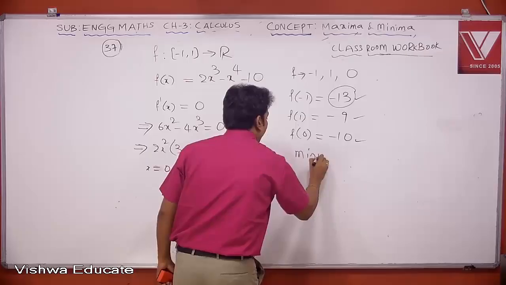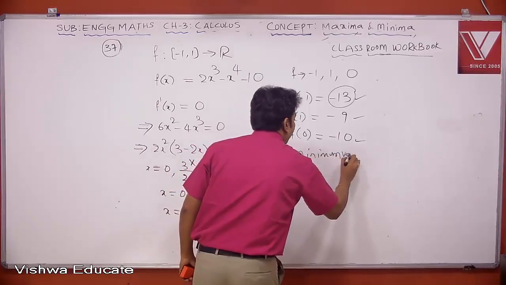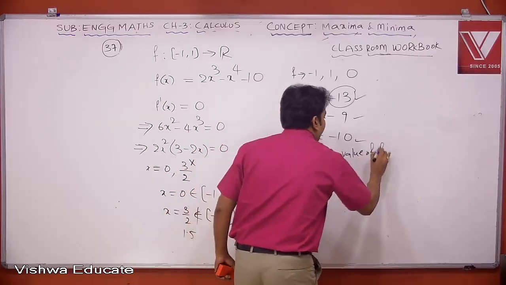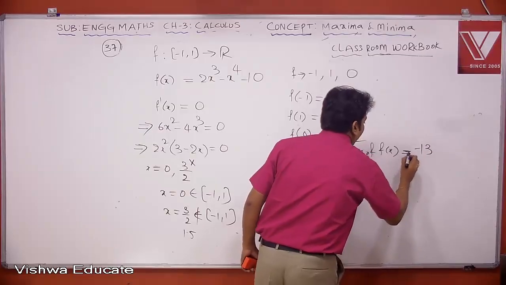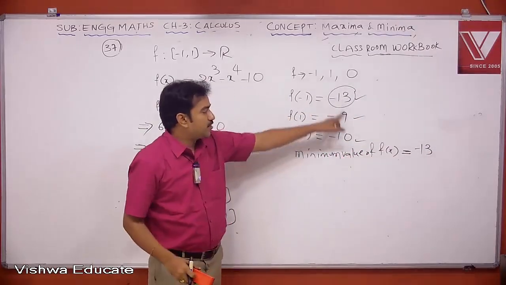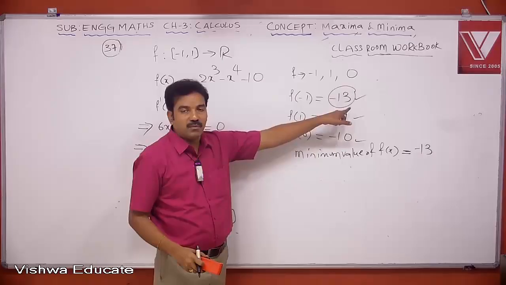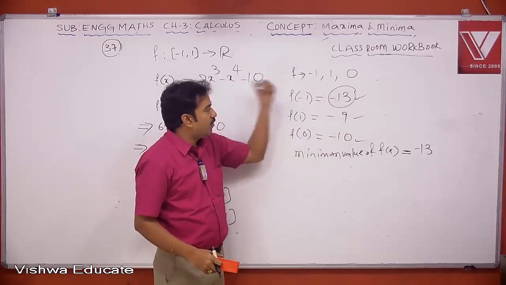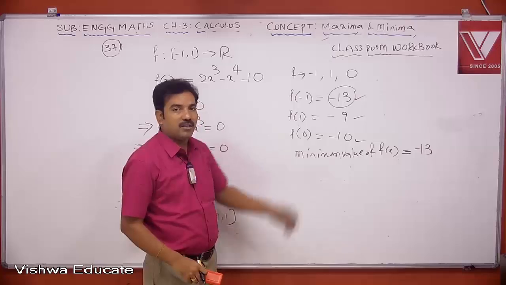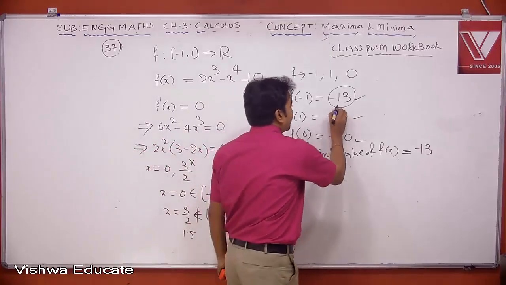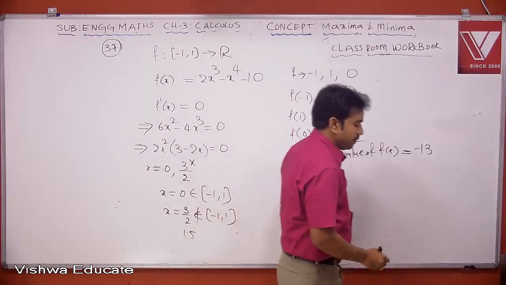So therefore the minimum value of f of x equal to -13. Minimum value of this function is -13, because among these three this is minimum. Hence this is the minimum value of this function in the entire domain, closed interval -1 comma +1. So the answer is -13. Note this.